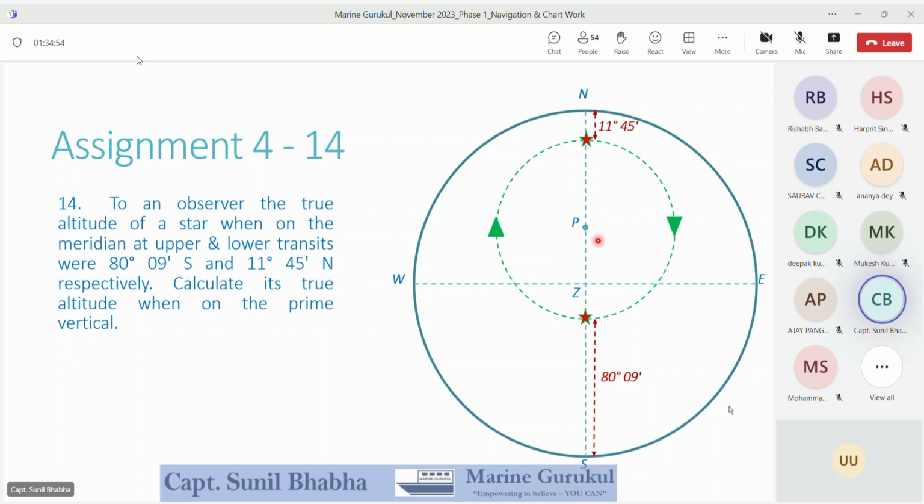Now, once we have the pole, we can also show the equinoctial in the diagram. The equinoctial will be 90 degrees away from the pole. This is where the Q point would be, and it always passes through the east and west points. So WQE is the equinoctial. Now the direction in which the body will be moving is rising from east, going in this particular direction and setting in west. So this tells us the star will also be moving in this particular direction. That is what is shown by the two green arrows. This is the direction in which the star will be moving.